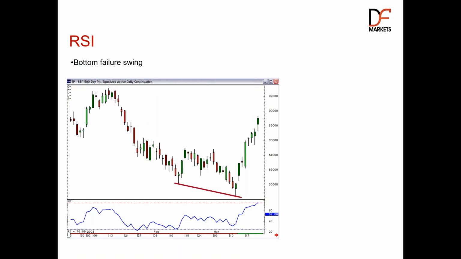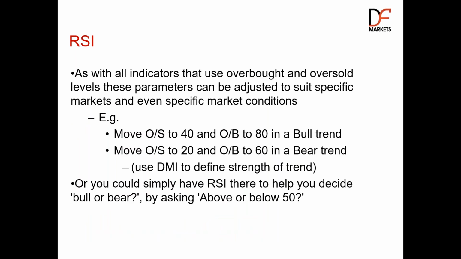The opposite to that is a bottom failure swing. Price makes a new low. The indicator is making higher lows. Okay, well, what's the high between those two higher lows on the indicator? And next step is when we go above there, we get a buy signal. And on that chart, we got that buy signal after that second green candle. So that is the failure swing signal generating tool, if you like.